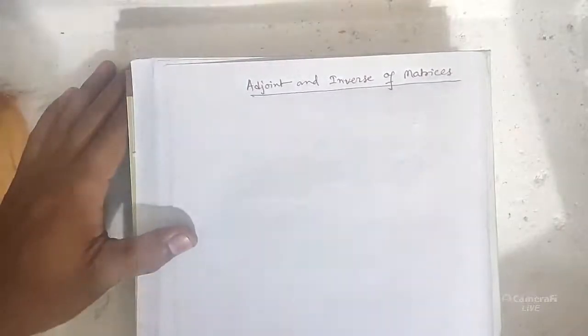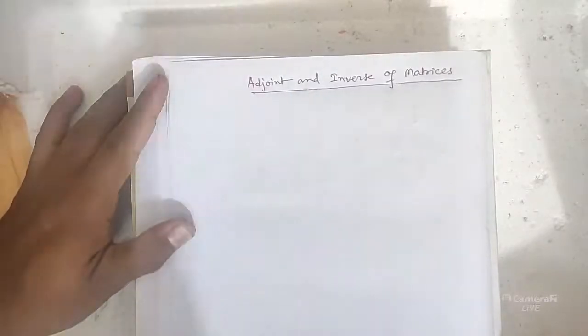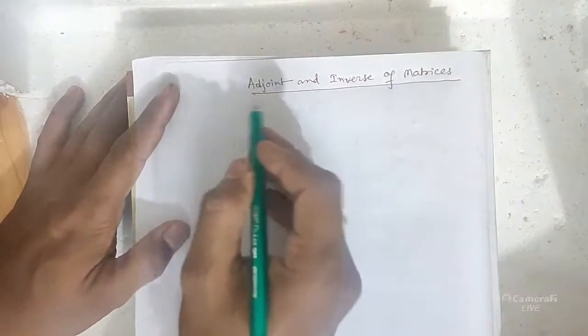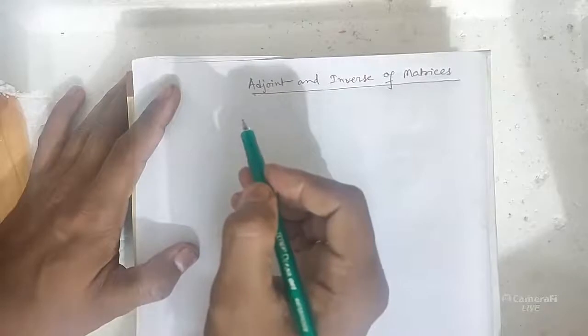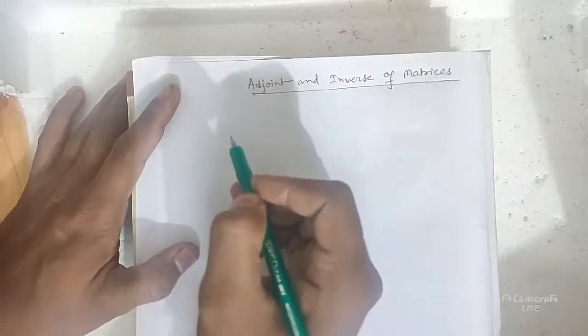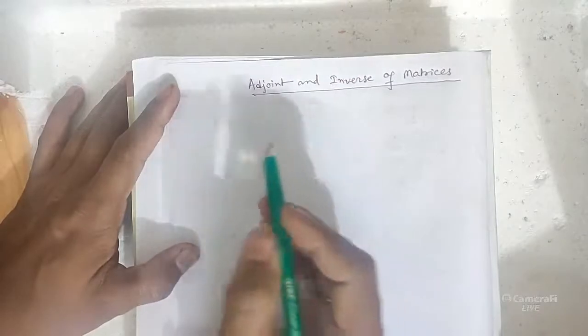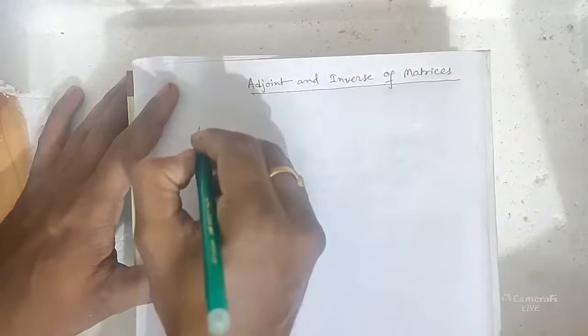Good morning, students. In today's class, we will learn how to find the adjoint and inverse of matrices. In our previous class, we already learned to find the cofactor matrices. Now here we will learn how to find the adjoint of matrices. If A is a square matrix, then we find the cofactor matrix and take the transpose of that matrix, and that will become the adjoint of the matrix.